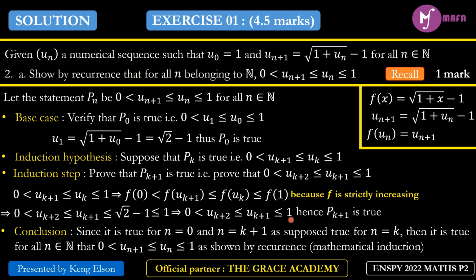Conclusion: since it is true for n equal to 0, which we saw already, and it is true for n equal to k plus 1 as it is supposed true for n equal to k, then it is true for all n in the set of natural numbers that 0 is less than un plus 1 less than or equal to un less than or equal to 1, as shown by recurrence or mathematical induction.